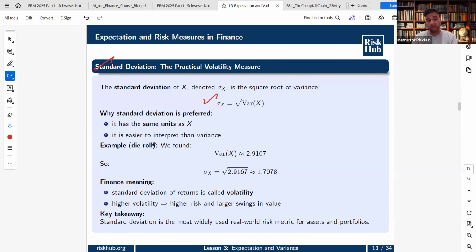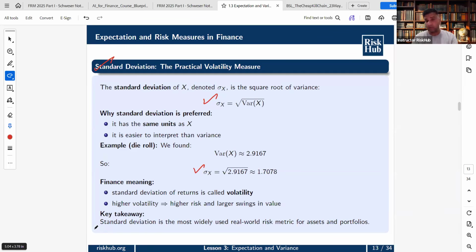In the die example, variance is 2.9167. Standard deviation is the square root of 2.9167, which is 1.7078. The financial meaning: this is where the word volatility comes from. Volatility is simply sigma. Example: stock A sigma 10%, stock B sigma 40%, therefore stock B is riskier. Interview insight: if you go for a quant finance interview and someone says the annual volatility of Tesla is 60%, it literally means sigma is equal to 60%, which is the standard deviation of annual return.